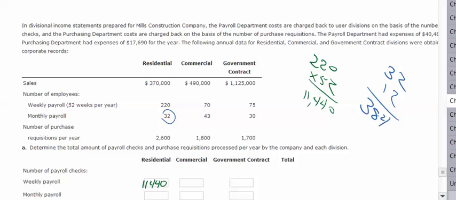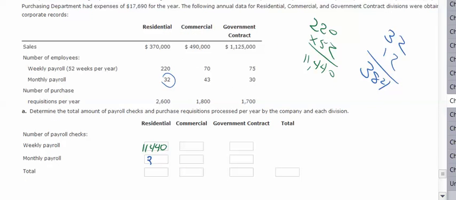I'll have 384 monthly payroll. So the total number of payroll checks, I can add those together. 11,440 plus 384 equals 11,824 total checks for residential. Let's go ahead and I'll work the commercial too. I'm not going to draw it out. I'll just use my calculator.